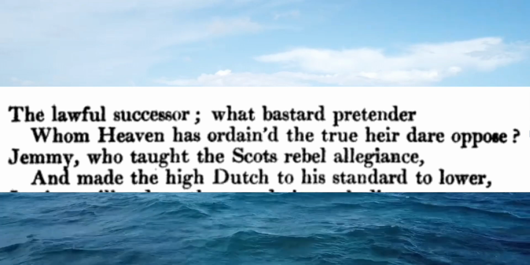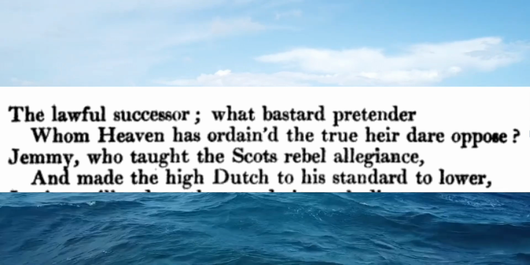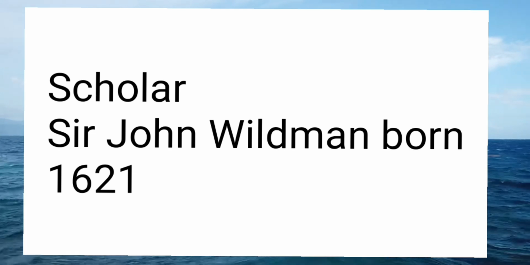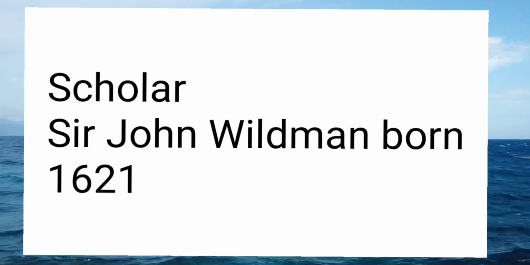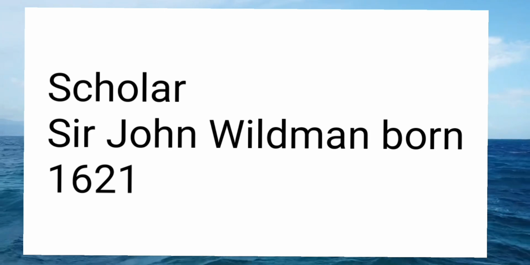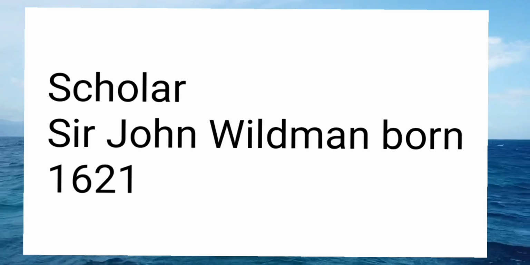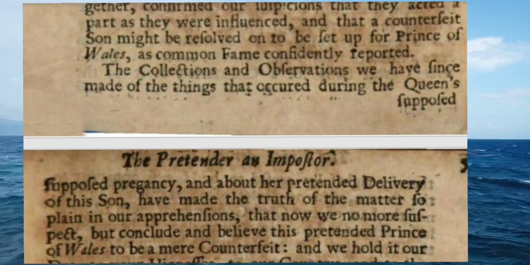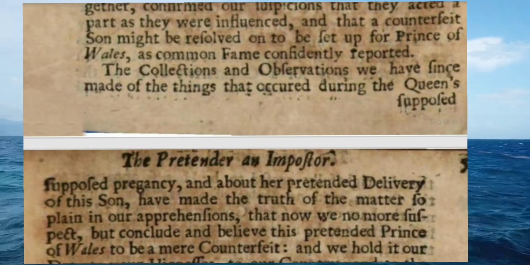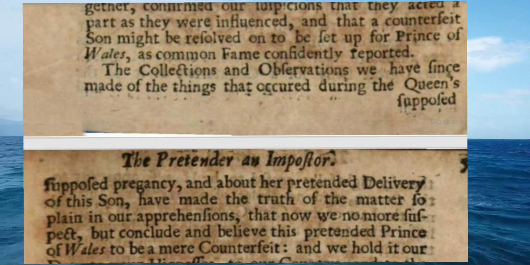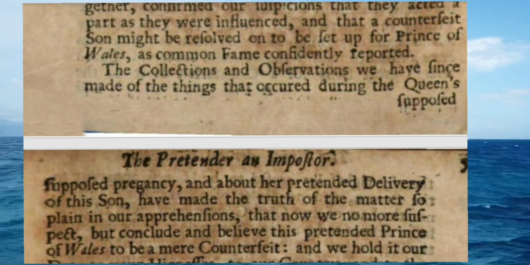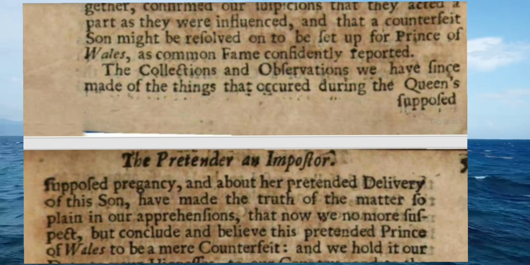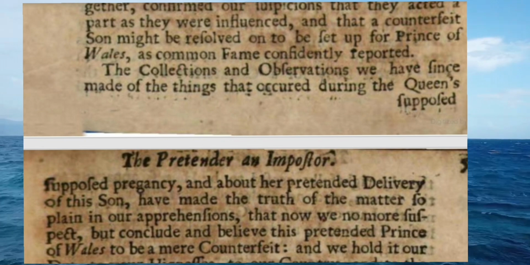Now we're going to read a source from when he was alive, from scholar Sir John Wildman. All right, we see he was born in 1621. So this is an eyewitness account, and here's what he says. It says here, "and that a counterfeit son might be resolved on to be set up for Prince of Wales, as common fame confidently reported."